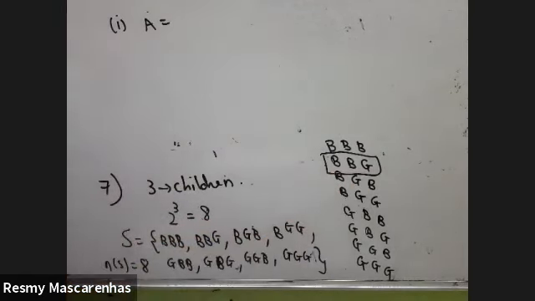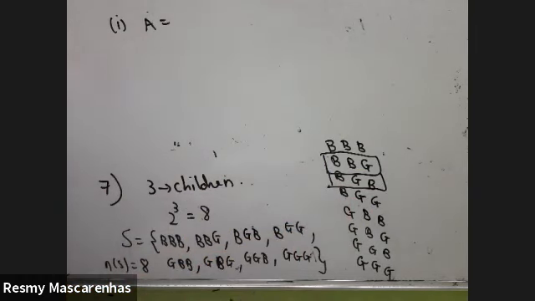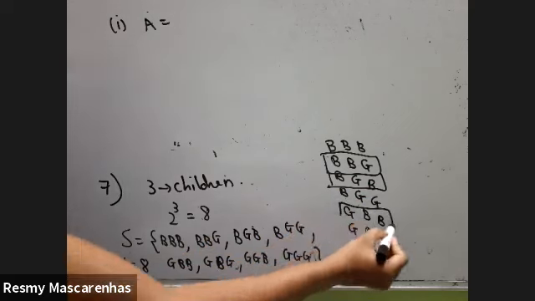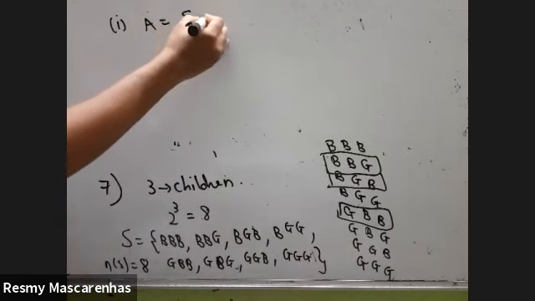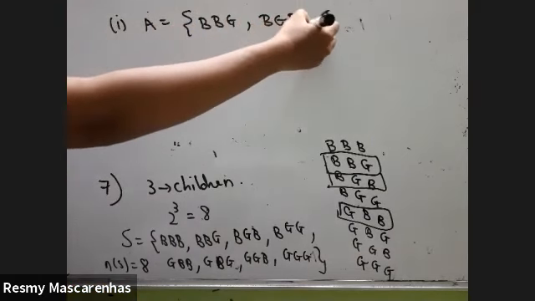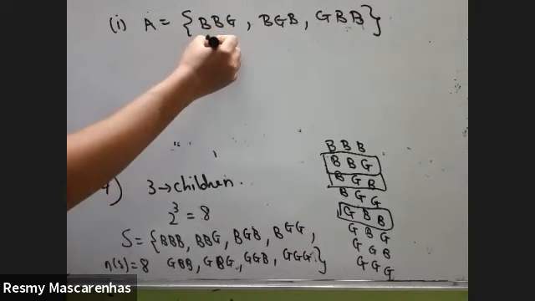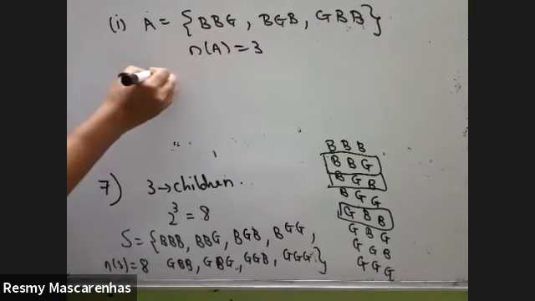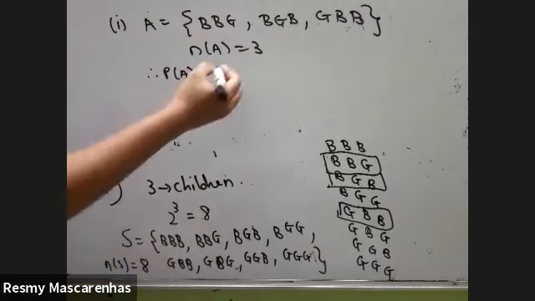So here, this one, and this. So these are the only possibilities where there is exactly one girl. So write those. How many elements? 3. So what will be the probability? 3 out of always your sample space.